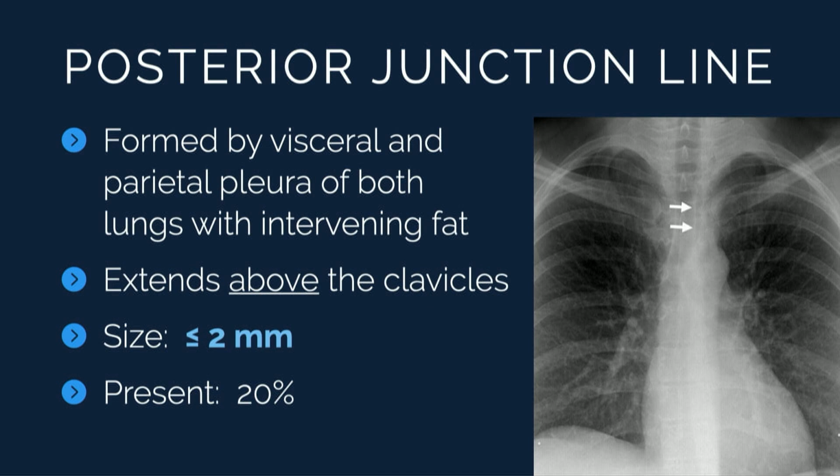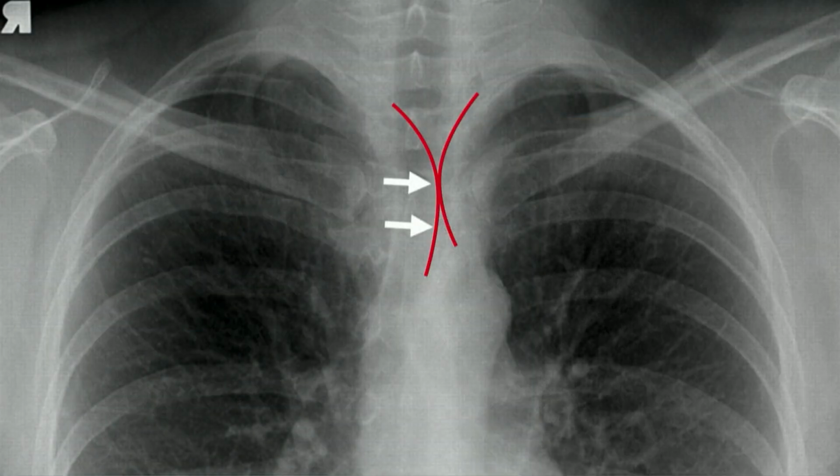What about the posterior junction line? Again, lines are basically 2 millimeters or less in thickness. In this particular case, we're going to see it above the level of the carina, usually in the region of the clavicles or slightly higher, extending above the clavicles. It's even less frequently present on chest radiographs. From time to time, it'll catch my eye and I'll be like, oh, what is that? And it's like, oh yeah, that's the posterior junction line. I kind of forgot about that because we don't really see it all that often.